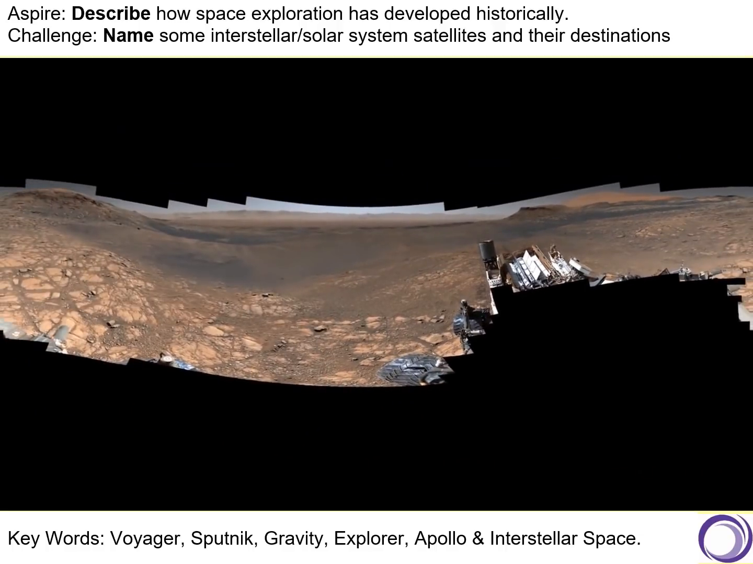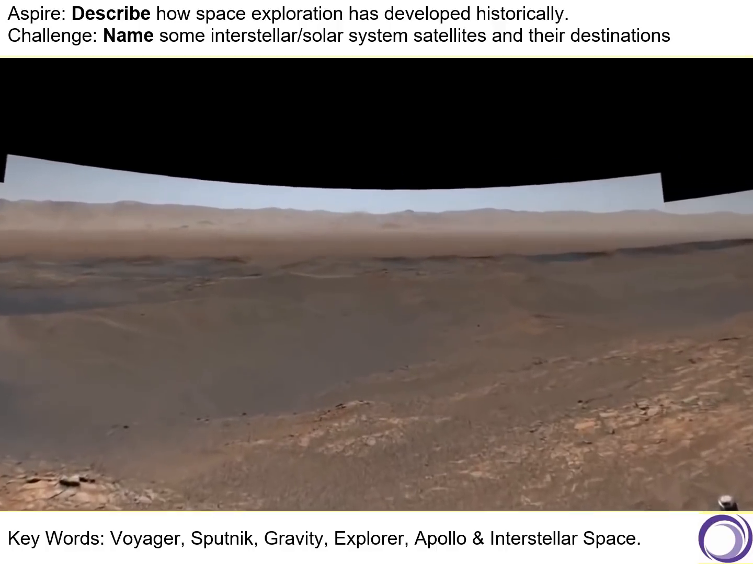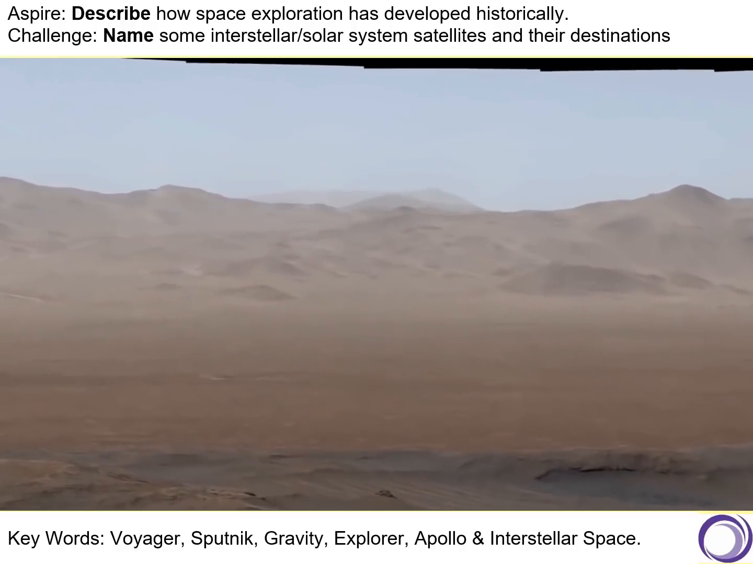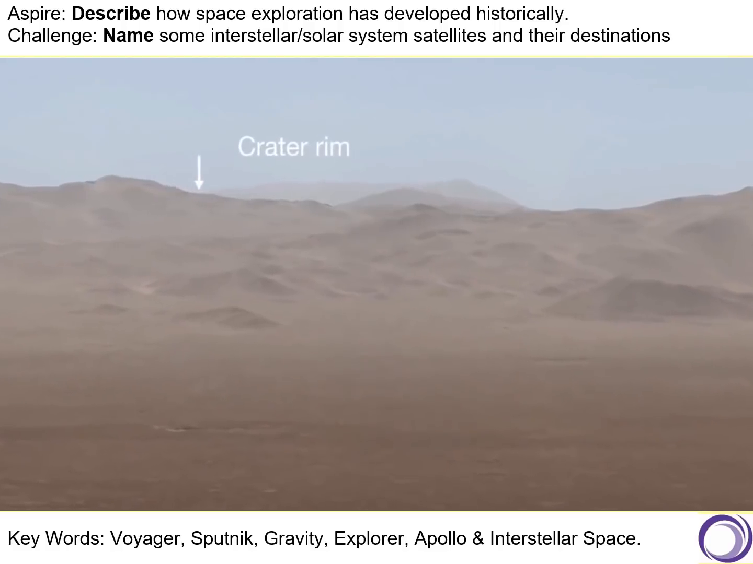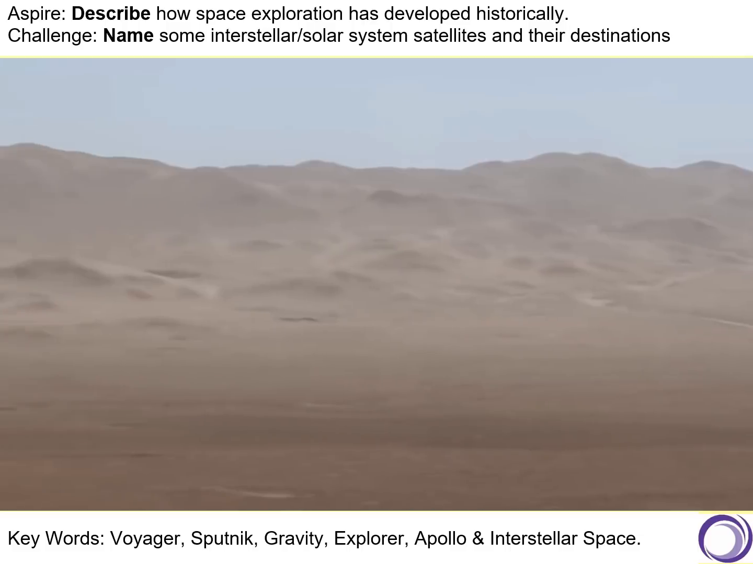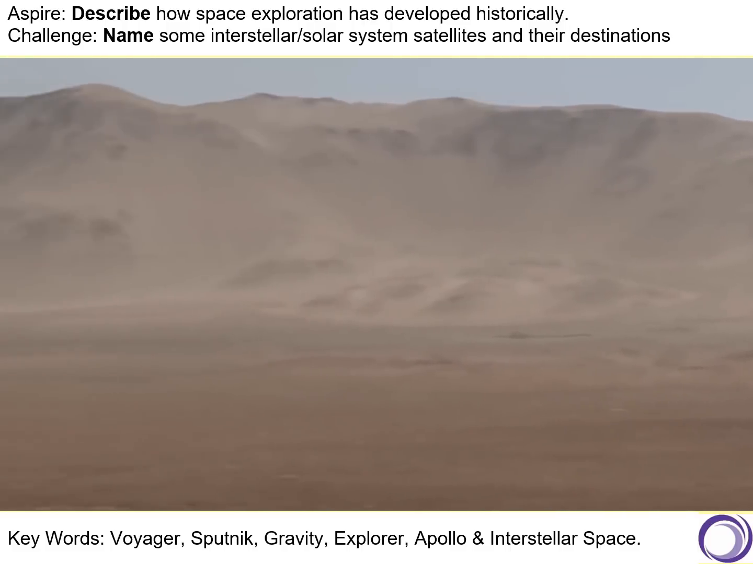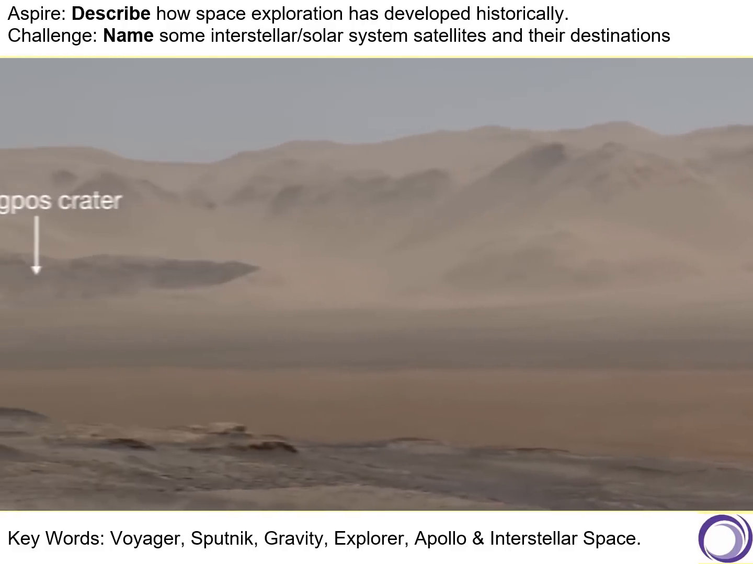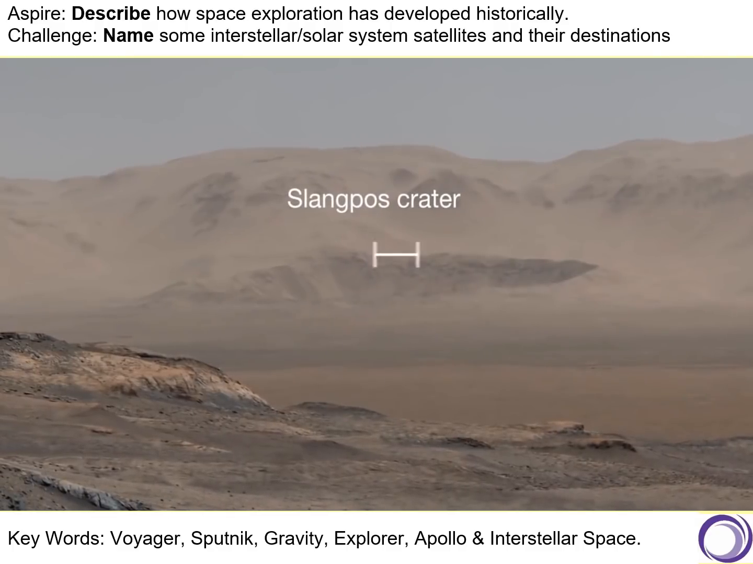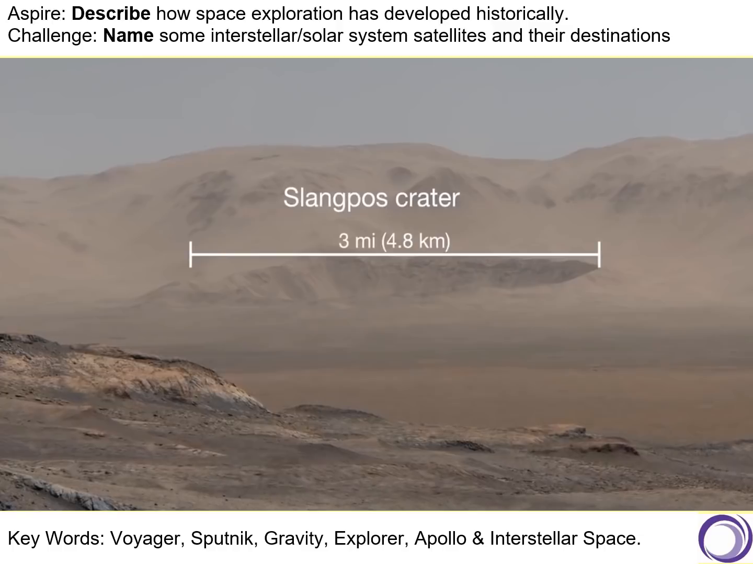What I love about this panorama is that we can zoom way in and see details far in the distance. When you start to do that, you can see the rim of the crater we're inside of all the way to the north. Here's an impressive sight. 20 miles away is Slang Post Crater, just inside Gale Crater's rim. End to end, Slang Post is 3 miles wide.